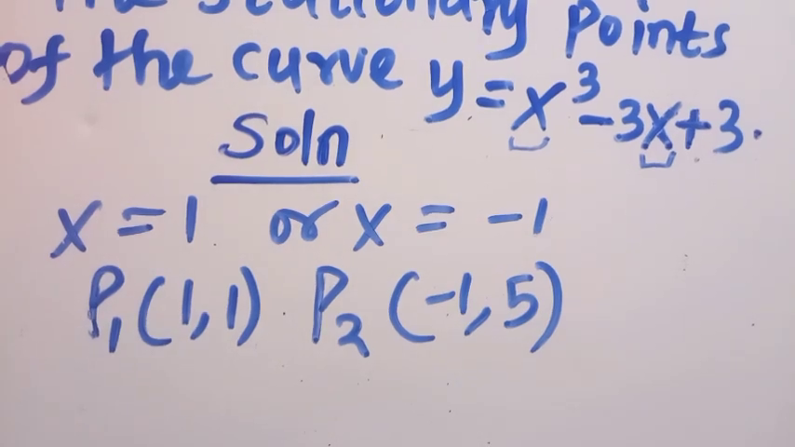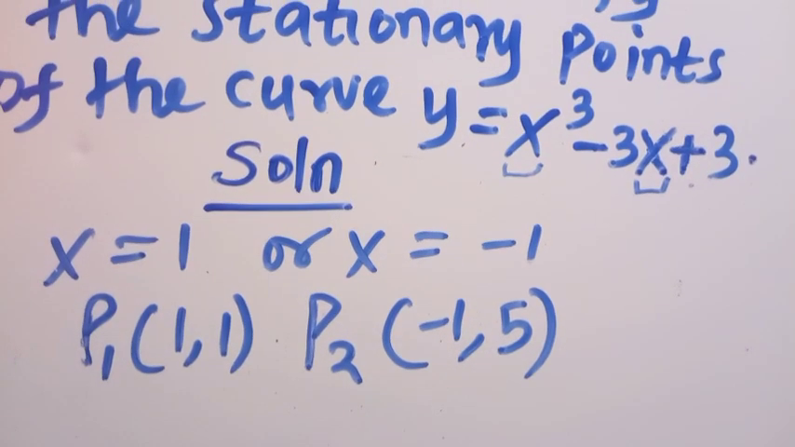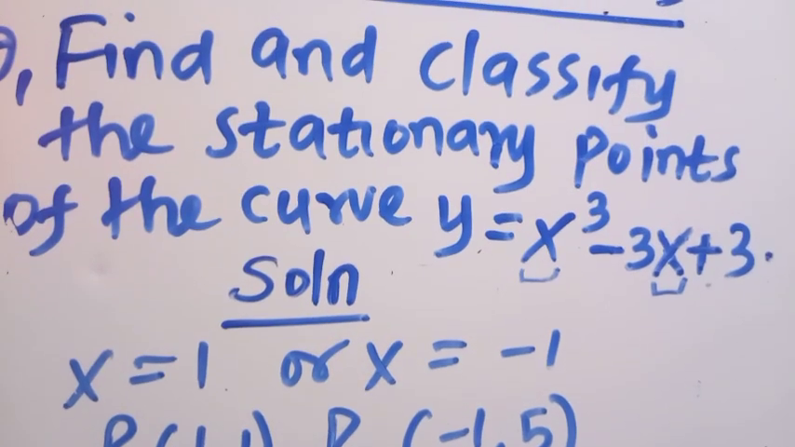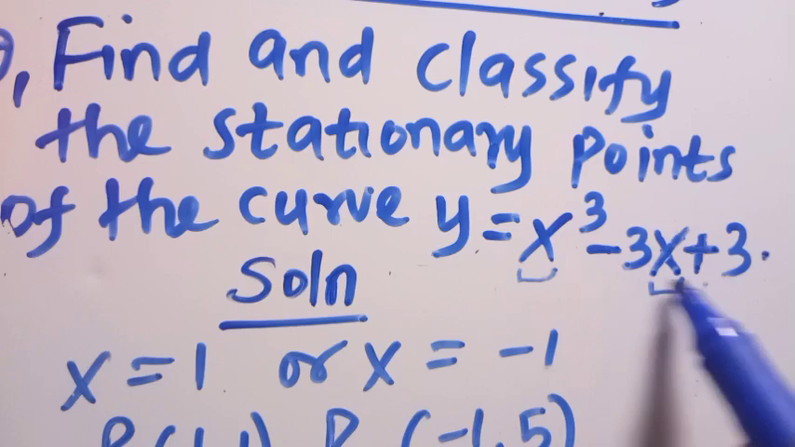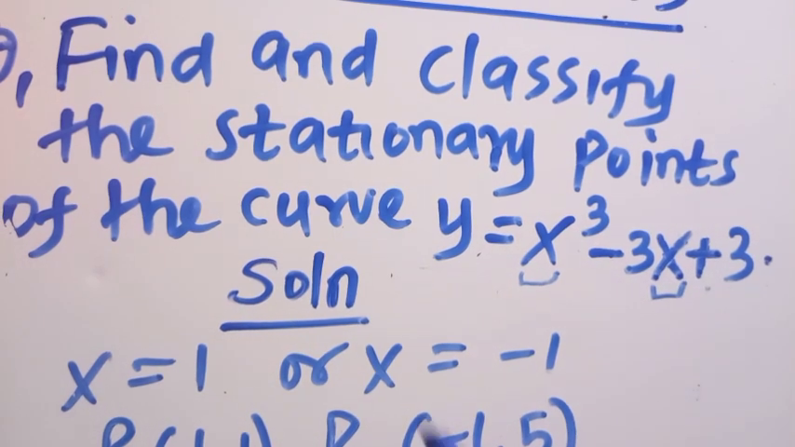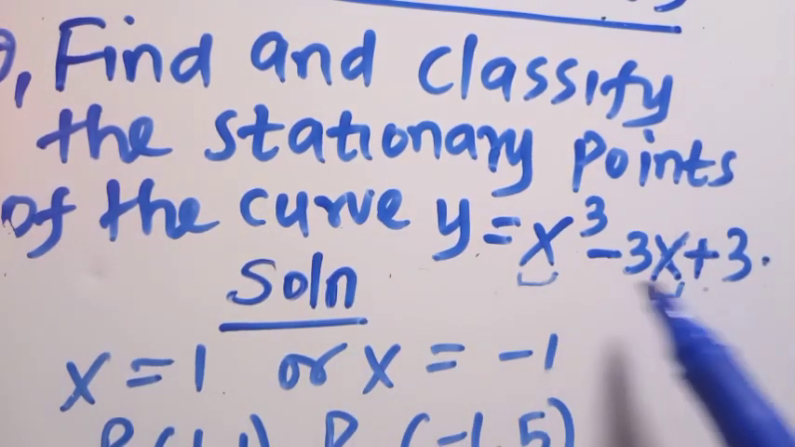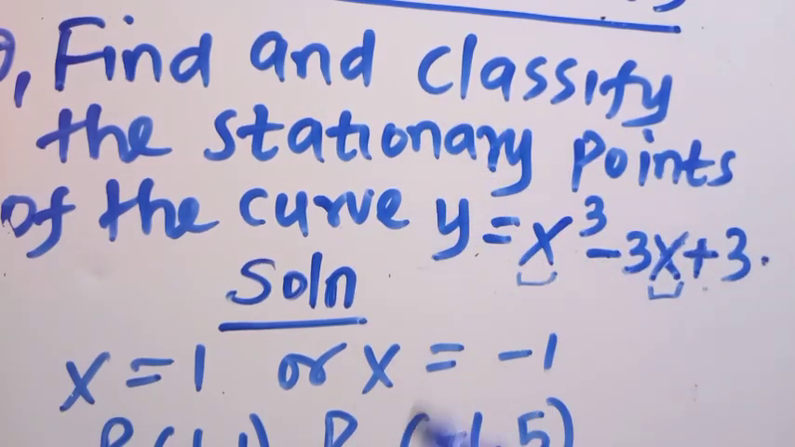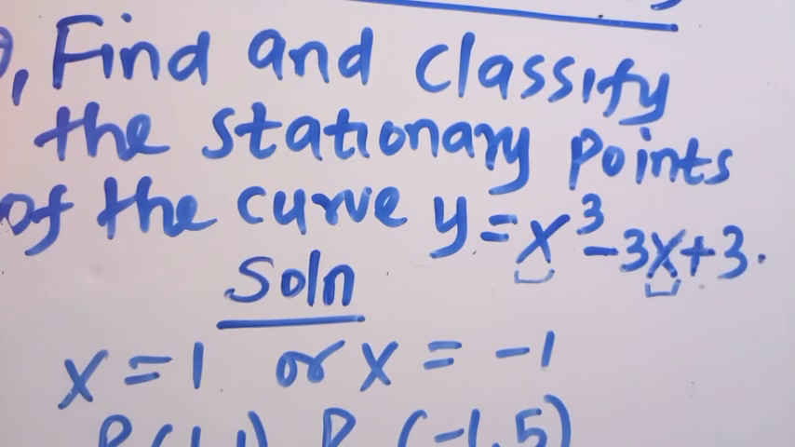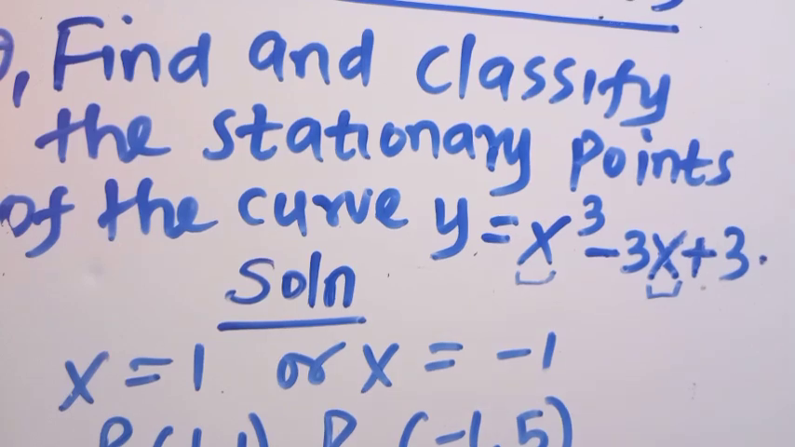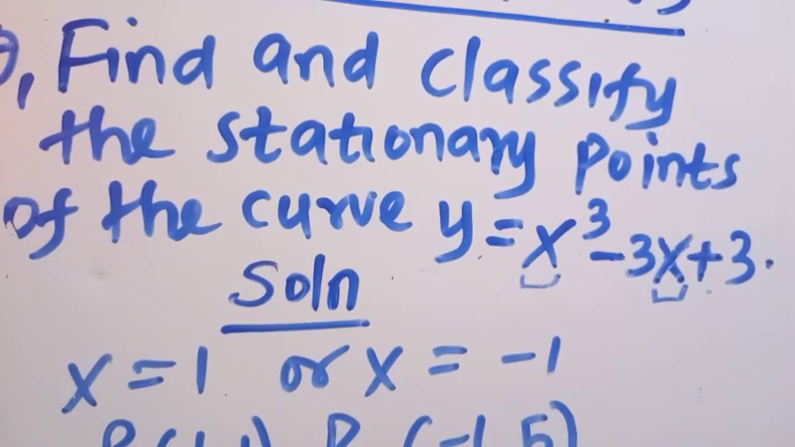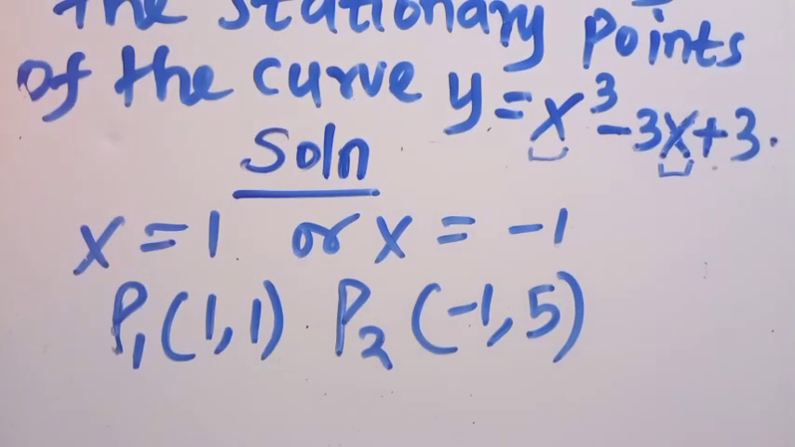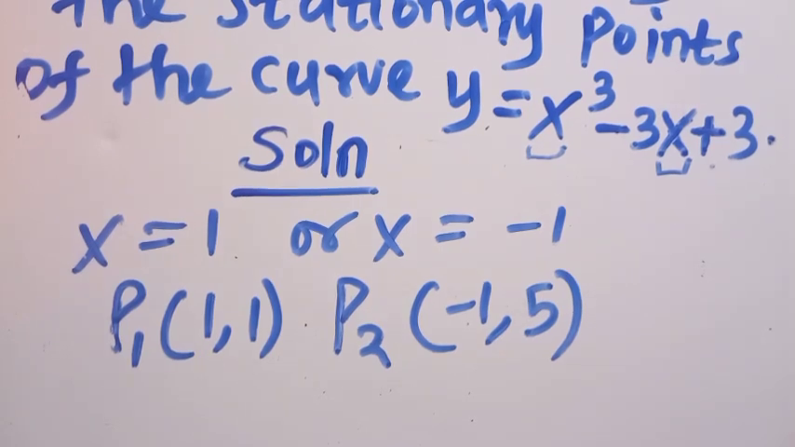Now, these are the stationary points that we have. And our question was to find and classify the stationary points of this curve. We have already found the stationary points. Now, let us classify them. Classifying the stationary points is stating whether point 1 is a minimum, a maximum, or a point of inflection, or point 2 is also maybe a minimum, a maximum, or a point of inflection.